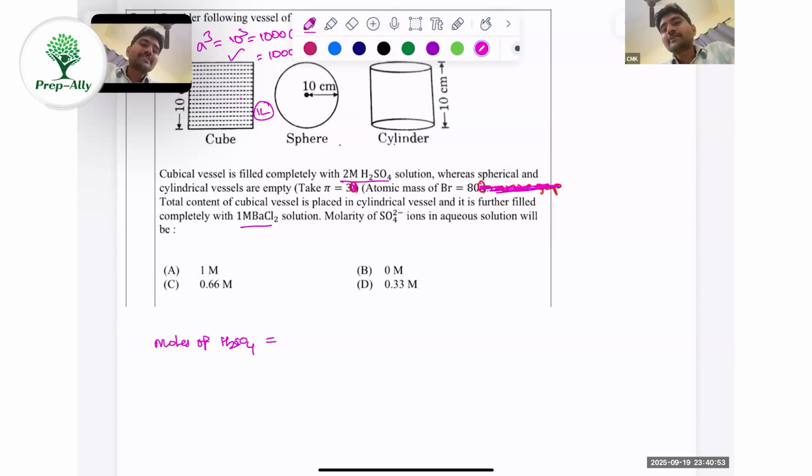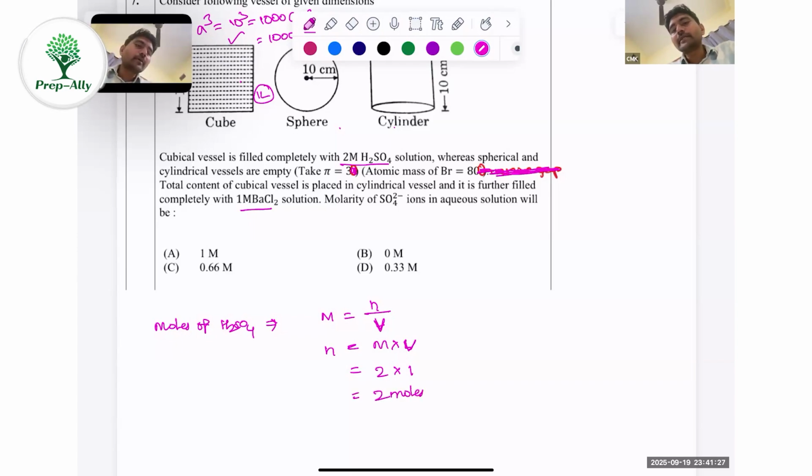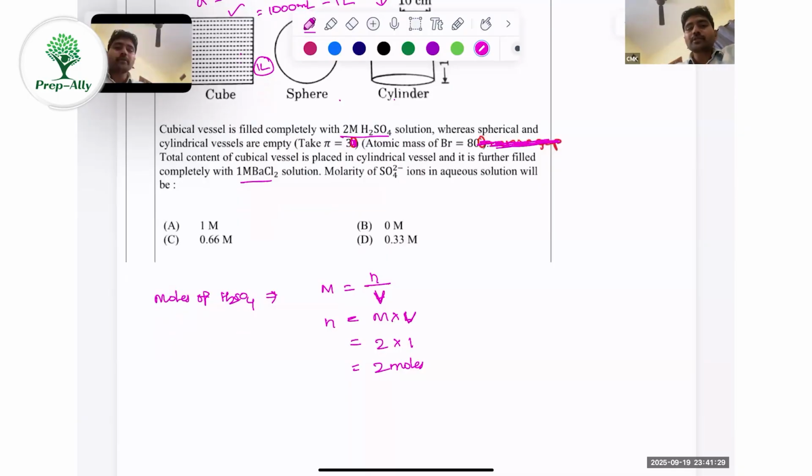We know the molarity formula: molarity is the number of moles per unit volume, for example, number of moles per liter. So the number of moles is molarity times volume. Molarity is 2 molar and the volume is 1 liter. So in 1 liter we have 2 moles of H2SO4.